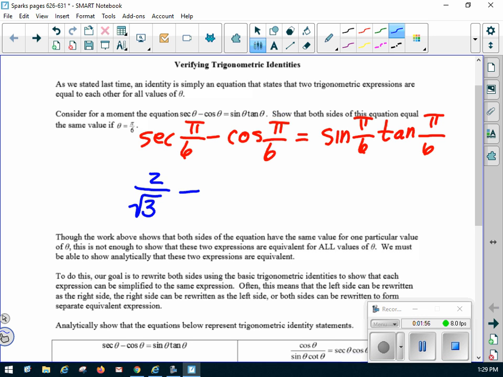Cosine of pi over 6 equals square root of 3 over 2. What's the sine of pi over 6? 1/2. Tangent of pi over 6 is on your sheet: 1 over square root of 3.